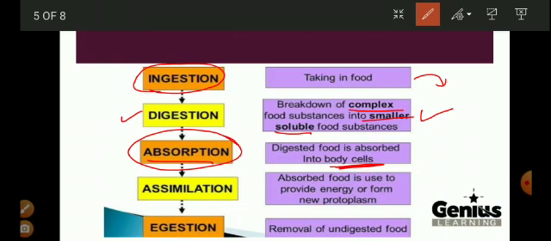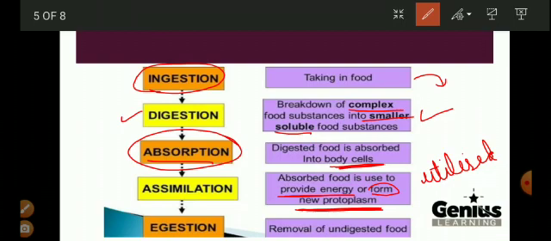Now what will body cells do? They will utilize the food, using it in the form of energy or by creating new protoplasm. The absorbed food is utilized to provide energy and to form new protoplasm.